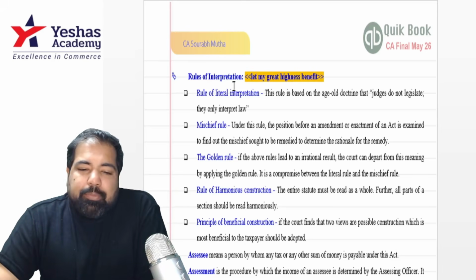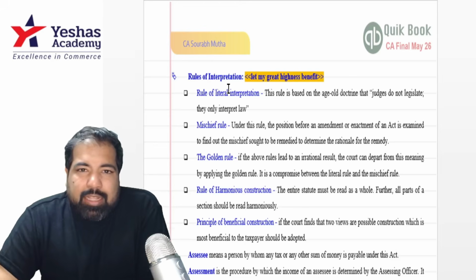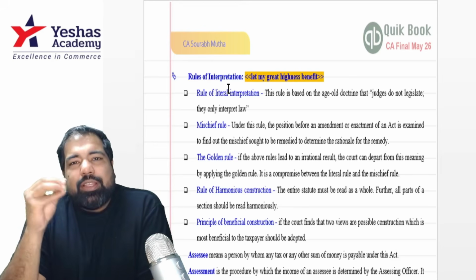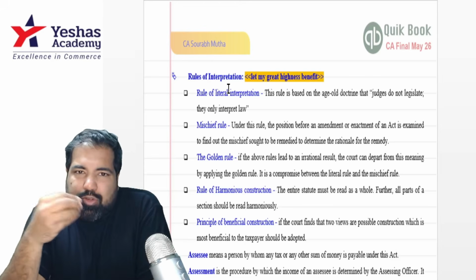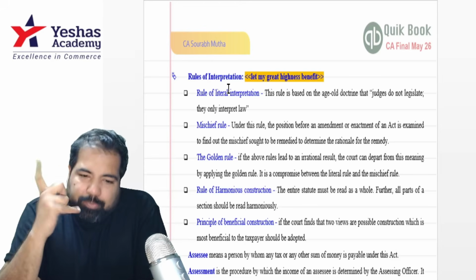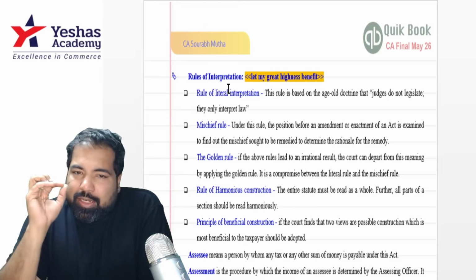First, LET is liberal interpretation, or literal interpretation. That means you will read the Act and go by whatever the words are. Example, if it's an individual, then it can be male, female, minor, major, any individual. So whatever the literal meaning is, you have to use that meaning to interpret the law. That is the first rule, the rule of literal interpretation.